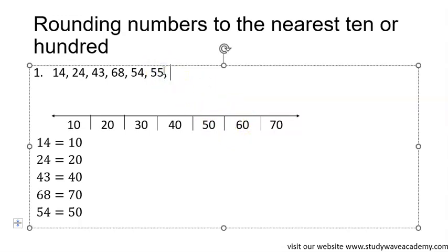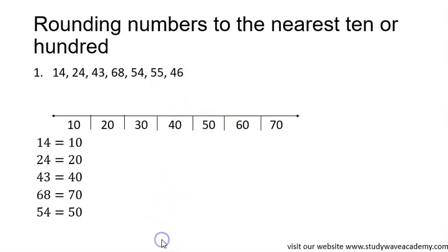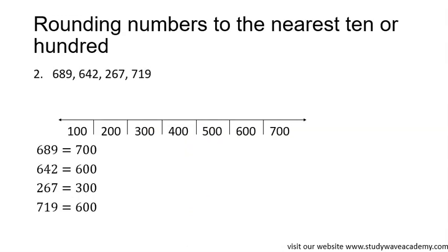Let's say we also have 46. If we want to round 46 to the nearest ten, 46 is between 40 and 50, right? Here is 45. So 46 is after 45. So 46 is here. So we are going to be rounding it up to 50. Okay? Do you understand that? Good.